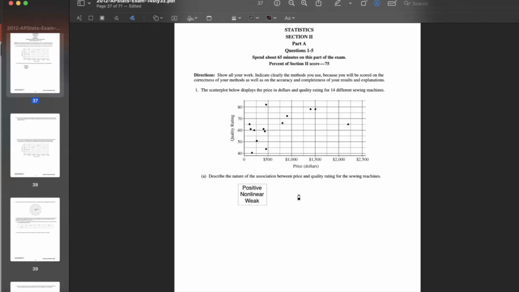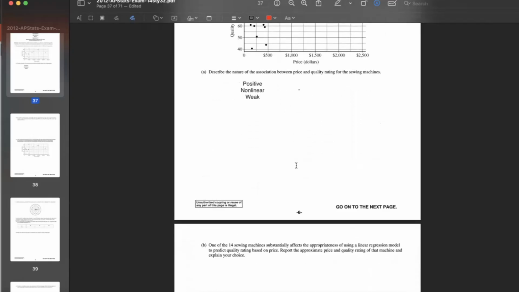And then the fourth thing, this is very important: you must provide context. And providing context is very simple. Just say that there is a positive, nonlinear, weak association between quality rating and price. So as long as you mention quality rating and price, you've provided context.